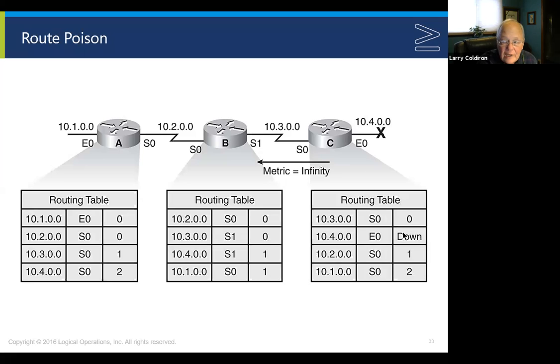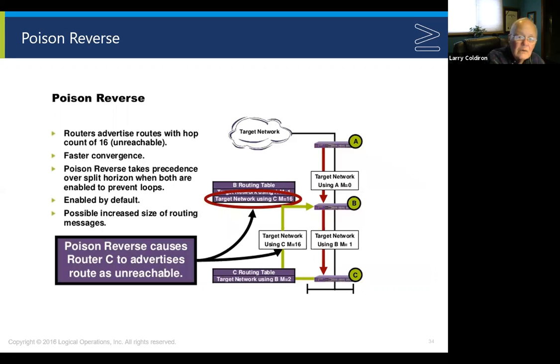Route poison, infinity. It's down, the metric is infinity. The metric for infinity is 16, because that's as far as we're going to be able to go with one of these things. It just marks it as unavailable. The poison reverse here advertises routes with a hop count of 16, for faster convergence. Poison reverse takes precedence over split horizon when both are enabled to prevent loops. Poison reverse is enabled by default.